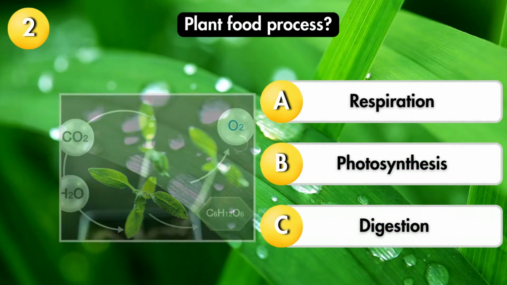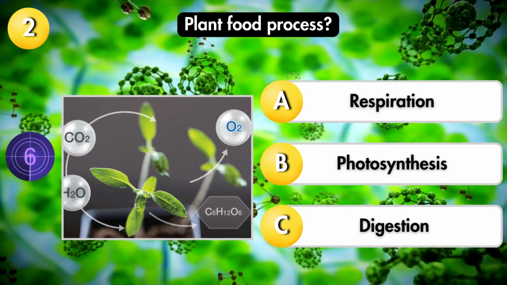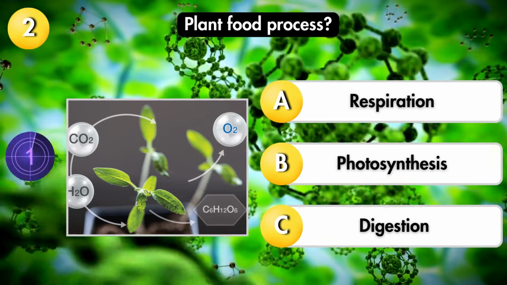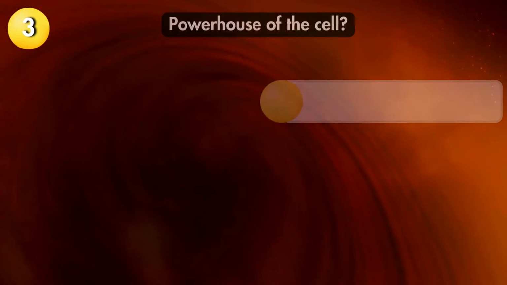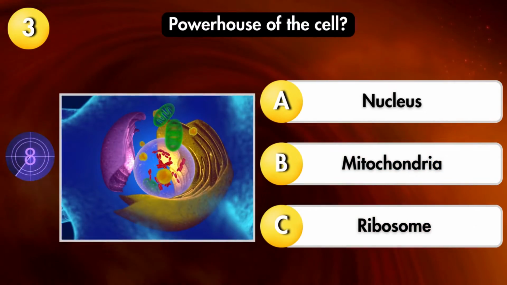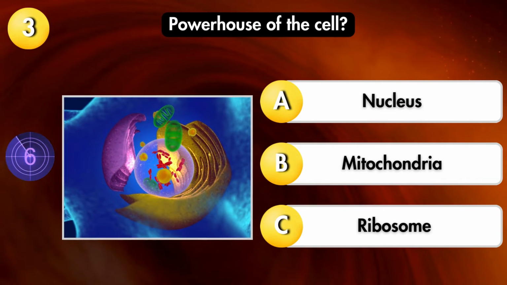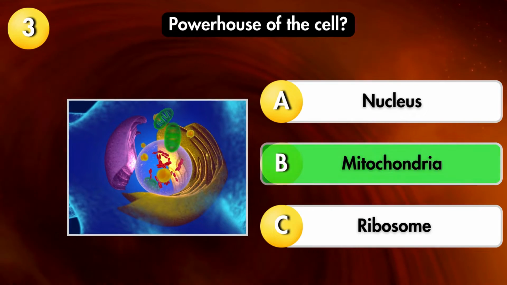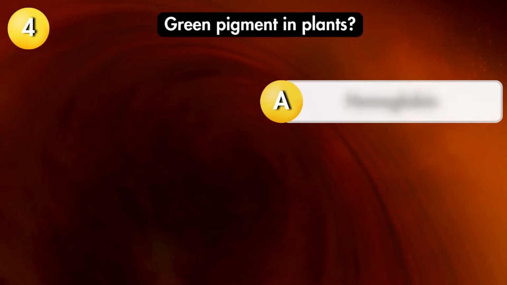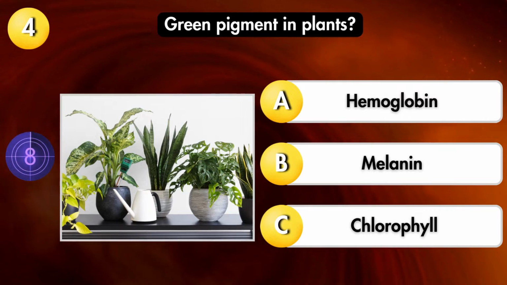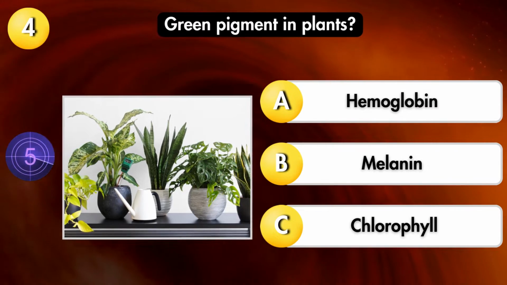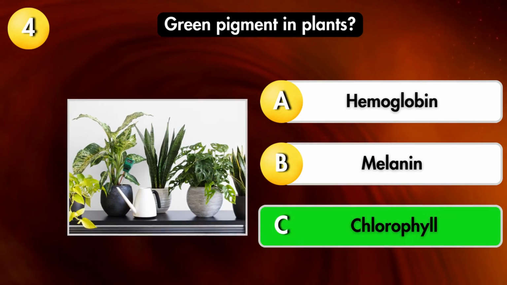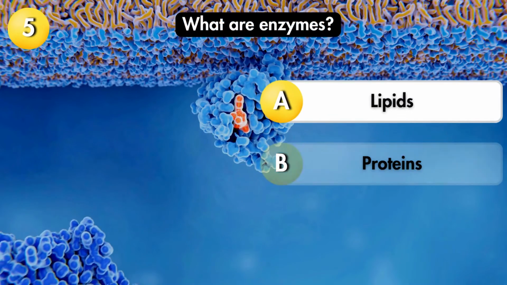Plant food process is called? Powerhouse of the cell? Green pigment in plants? What are enzymes?